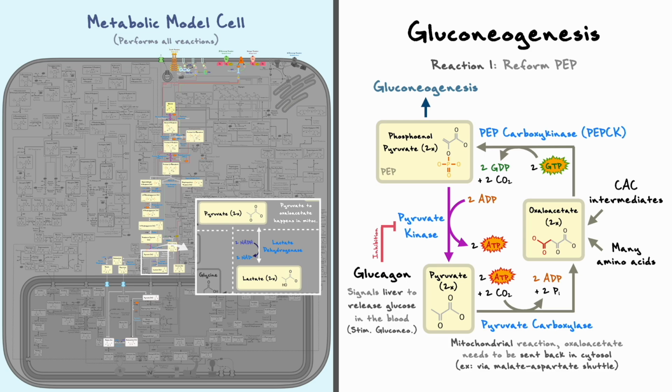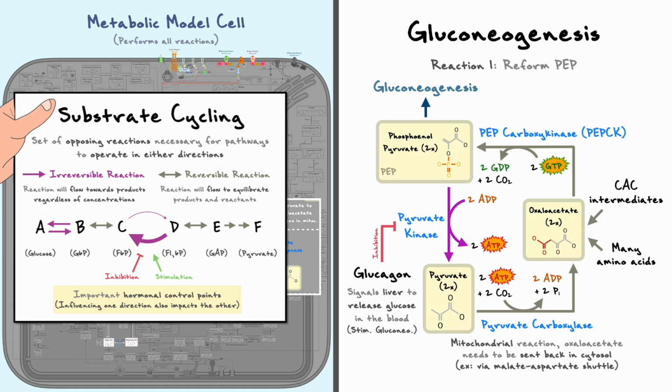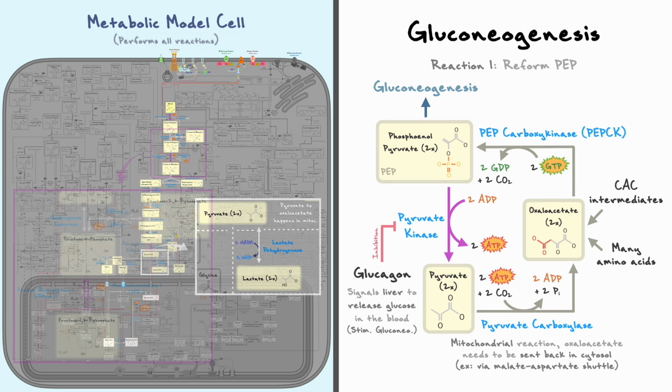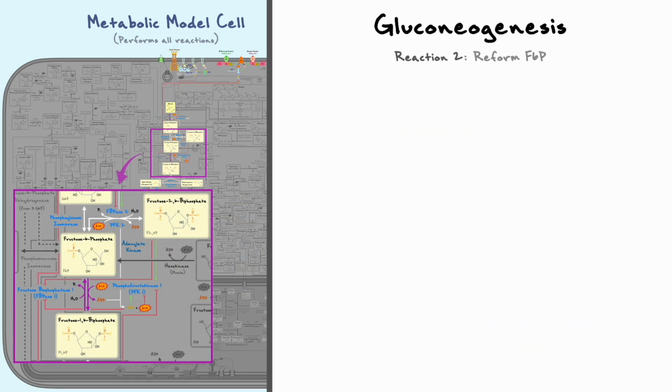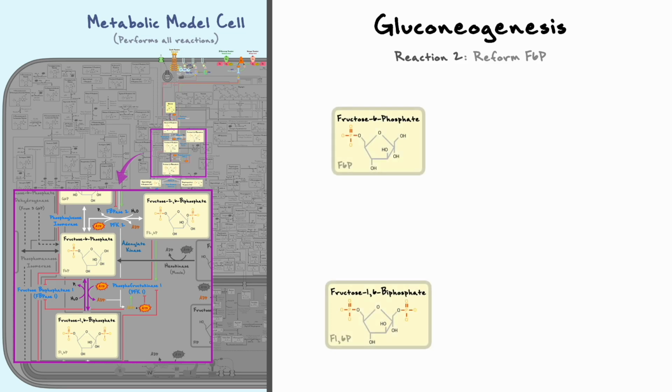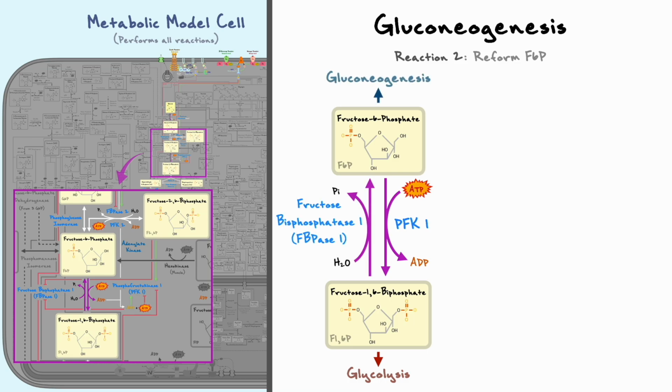This regulation illustrates very well the idea of substrate cycling, as a hormone can directly dictate which pathway the cell uses. This idea of substrate cycling and hormonal control is even further exemplified in the next step of gluconeogenesis, which occurs between fructose 1,6-bisphosphate and fructose 6-phosphate. Recall that in glycolysis, F6P was phosphorylated by PFK1 to yield F16P. In gluconeogenesis, the opposite reaction is mediated by fructose bisphosphatase 1, or simply FBPase 1, and leads to the dephosphorylation of F16P to get back F6P.